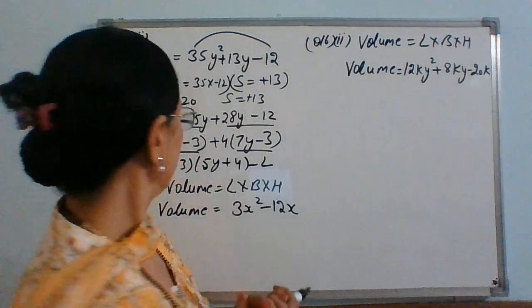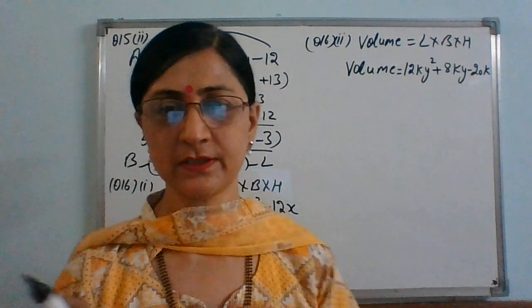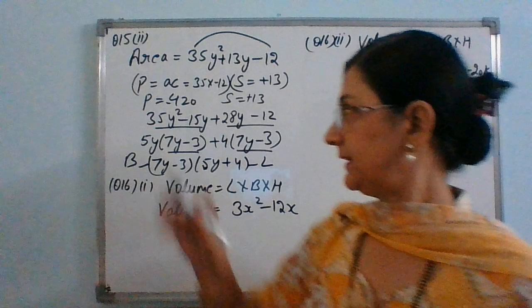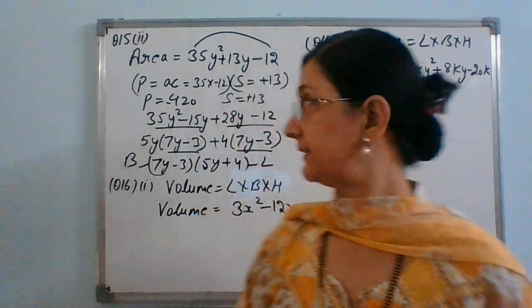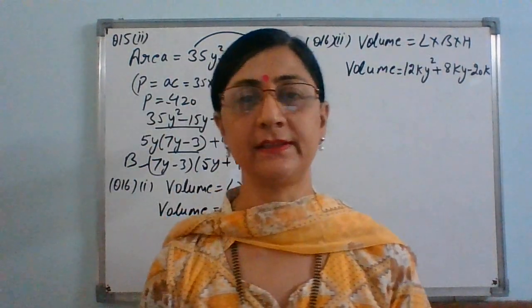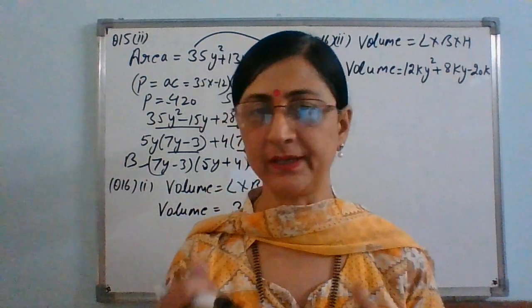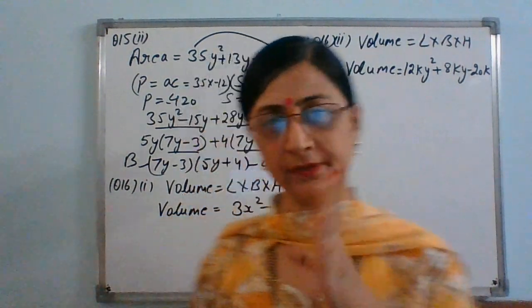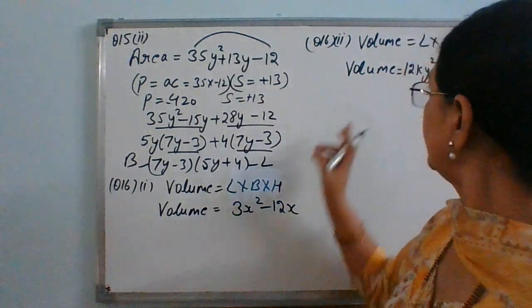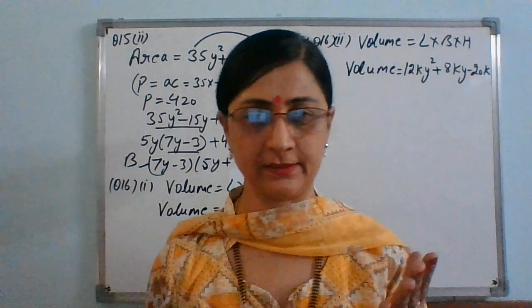Now comes the 16th question. The first part is here. Now we have factorized the area equation for length and breadth. Now we have a volume equation, and volume is equal to length into breadth into height. Three terms. So it will be a term which will have three factors, right?